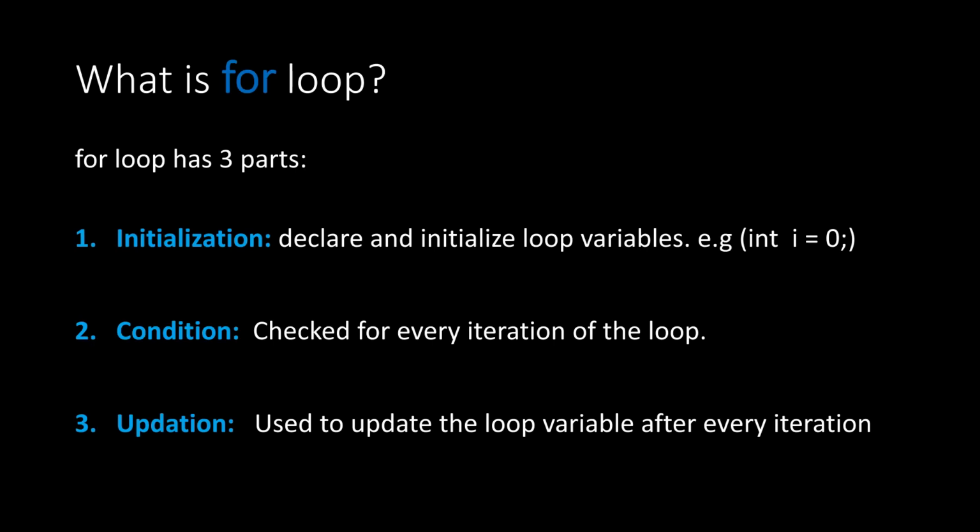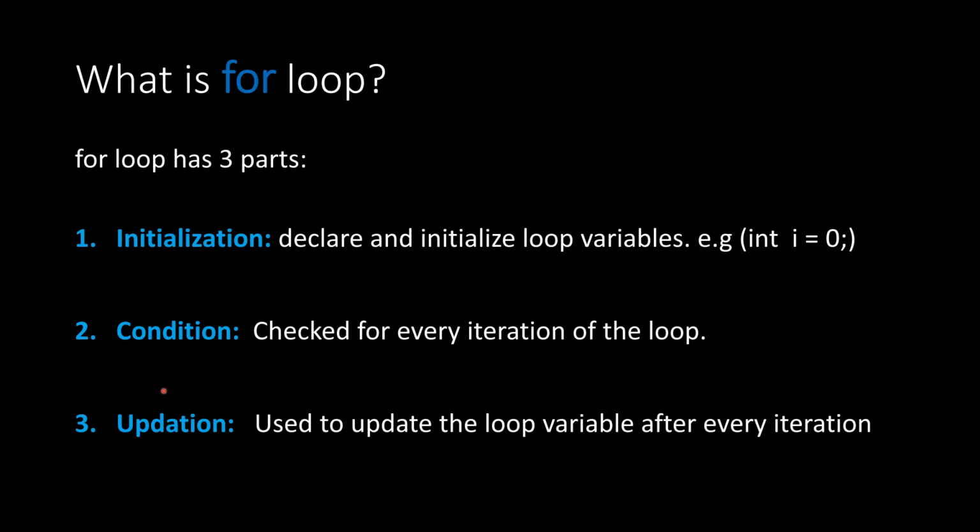So what is a for loop? A for loop has three statements. Number one is the initialization statement, number two is the condition statement, and number three is the updation statement. In the initialization statement, we declare the loop variable and assign its initial value. Then the second statement, which is the conditional statement, is checked for every iteration.